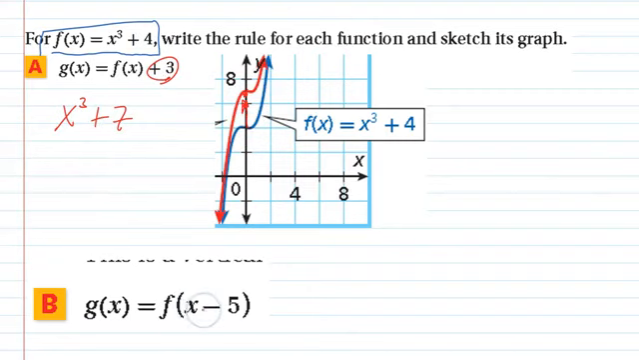Then down here it says f of x minus 5. So if the plus 3 on the outside moved us up 3, the negative 5 on the inside is going to move us to the right 5. So your new graph is going to simply shift that blue one to the right 5. And the new function will be x minus 5 cubed plus 4. We didn't change the vertical with this, we only changed the inside and it moved to the right 5.